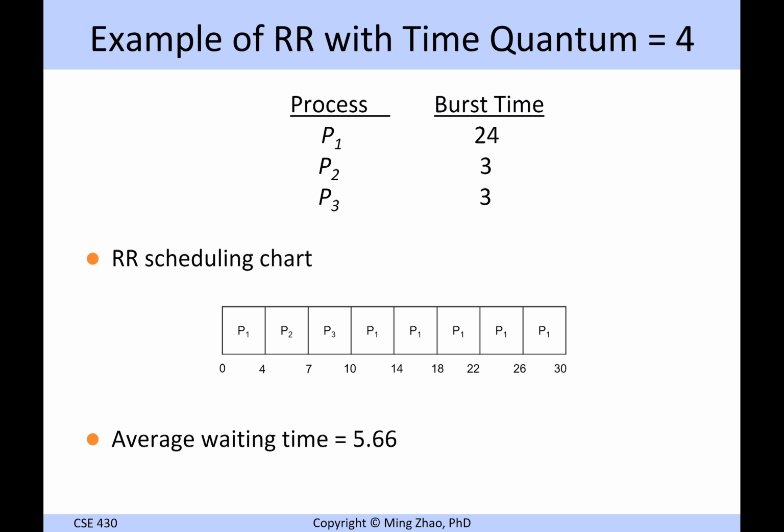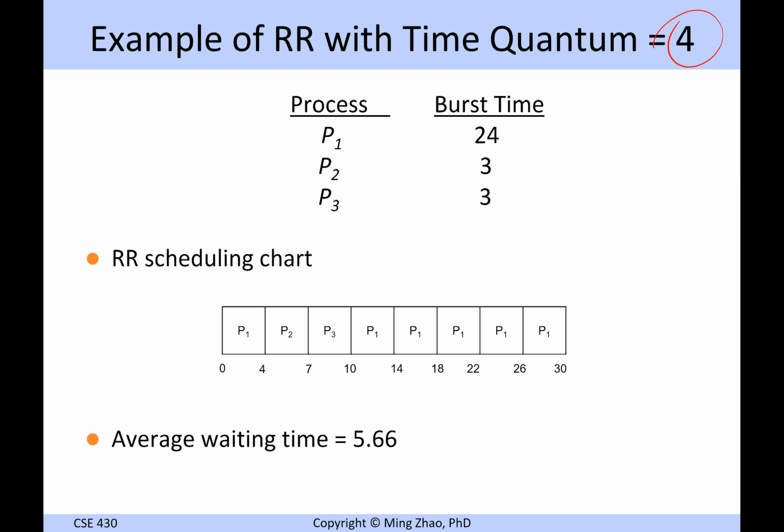So now let's do another example to calculate the average waiting time using the round-robin scheduler for a set of processes. We have three processes here. They have different CPU bursts, and the time quantum equals 4. Assume that they come in this order: P1, P2, P3.